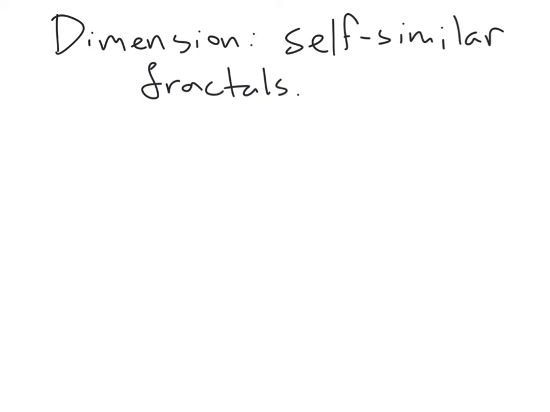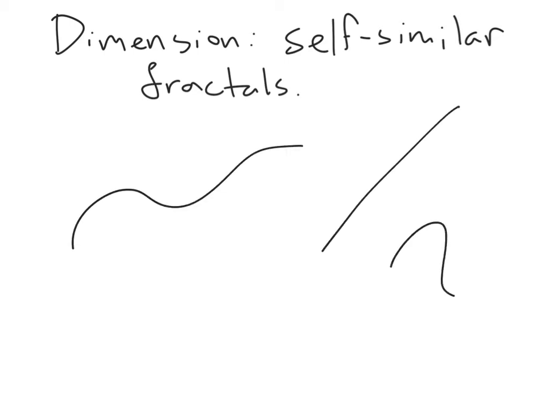Now it's time to think about the dimension of self-similar fractals. And before we do that, let's remind ourselves of some other dimension ideas. So I've just drawn a few objects that all have dimension 1, and that's because we could parameterize the points on each of these curves using just a single number. So these are 1D objects.